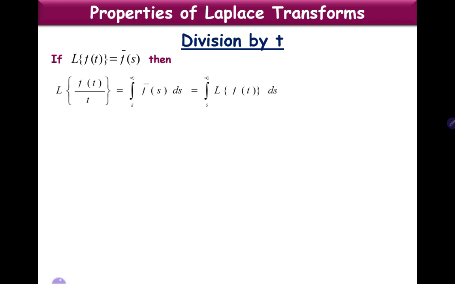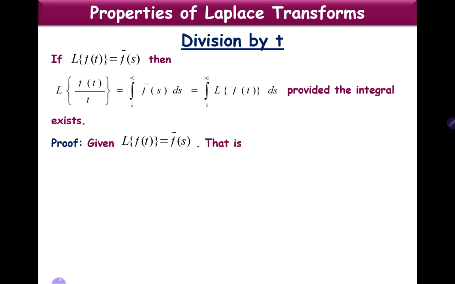Before applying this property to find Laplace transform of some functions, first let us prove this property. This property holds when this integral exists. So this proof goes like this. We are given that L of f of t is equal to f bar of s, which means that f bar of s is integral 0 to infinity e power minus st into f of t dt. This is the definition of Laplace transform.